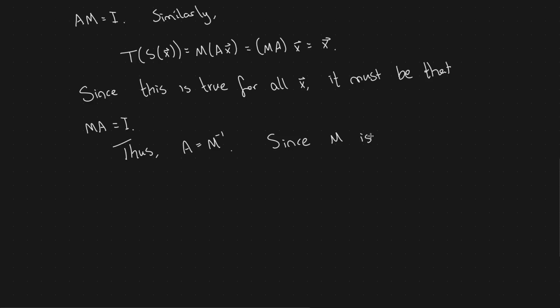Since matrix M is invertible, it must be square. Only square matrices can be invertible. Meaning M equals N. Okay? All right, so let's put this into practice.